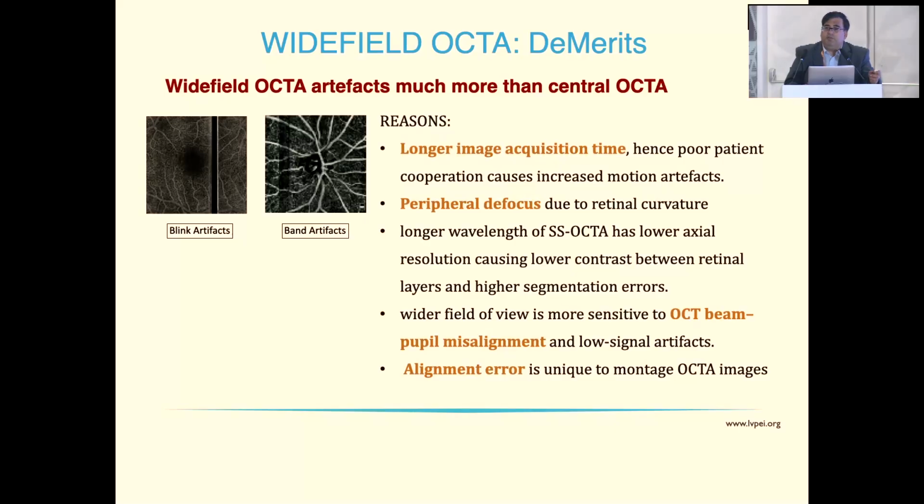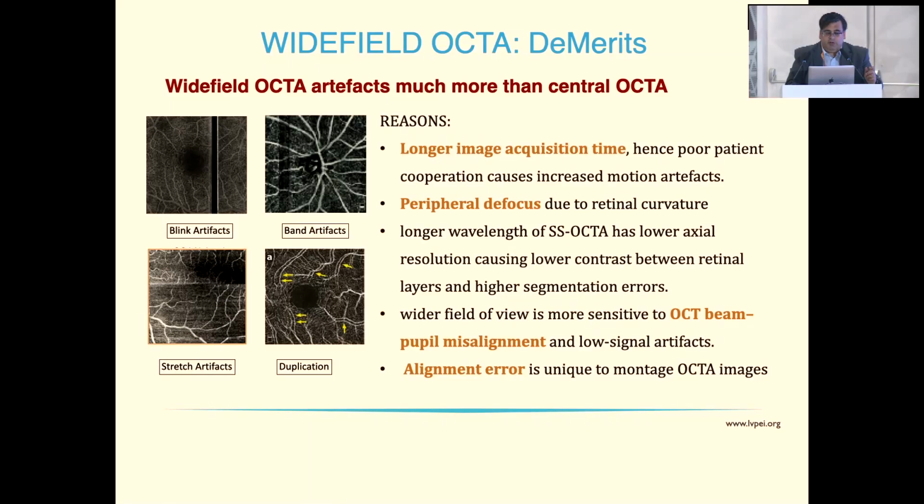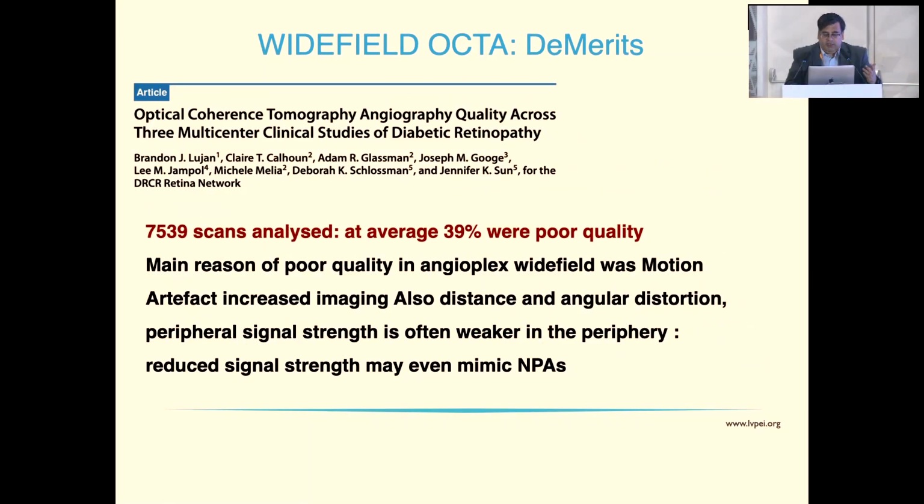There is something called peripheral defocus. As you go more peripheral, the retina kind of warps. It's no longer flat, so it has a curvature to it. So there's a defocus element which comes in as you go more peripheral. Wide field is also very sensitive to the slightest misalignment between the OCT beam and pupil, and we get alignment errors when we try to montage these images, which we'll show in the next slide.